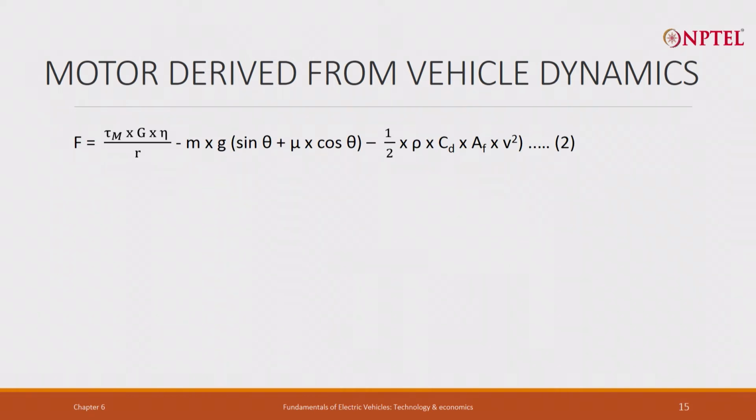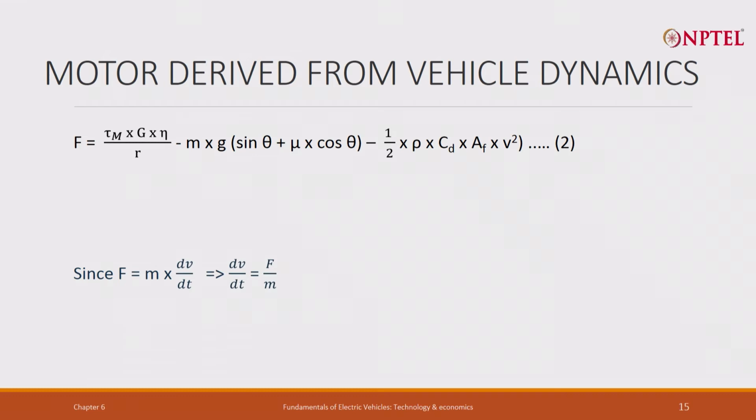F, what did I say F is? F is the acceleration force, and this acceleration force is equal to the traction force minus the gradient force minus the rolling resistance minus the air drag.